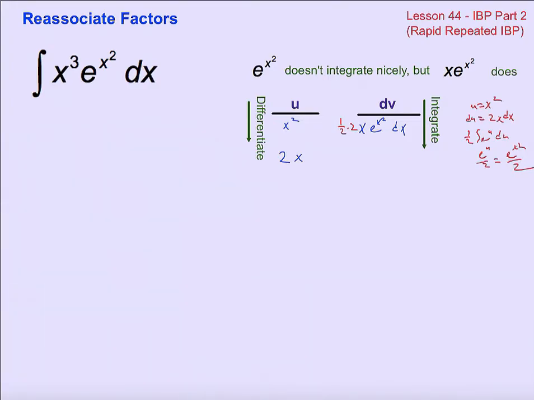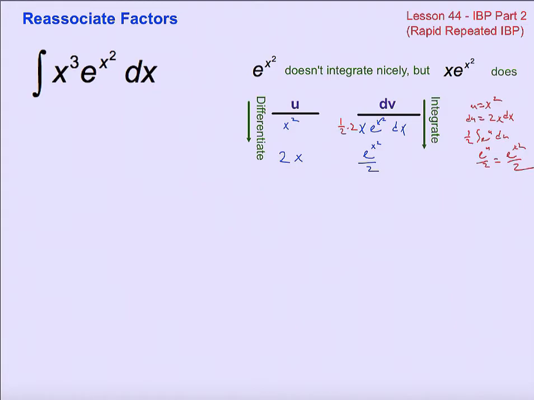If you are a little bit more comfortable manipulating all that in your head, that's okay. You can feel free to do that. Just do be really careful about that over 2. It's easy to forget that we need that coefficient there. So our v, our antiderivative of our dv, will be e to the x squared over 2. And if we're trying to do this using rapid repeated integration by parts, we've got a little bit of a problem here. The problem is that I now have another dv that can't be integrated. I would need to have that x in front, just like we saw before.